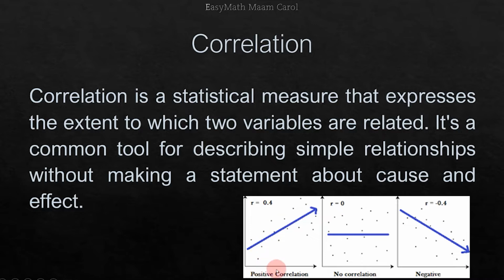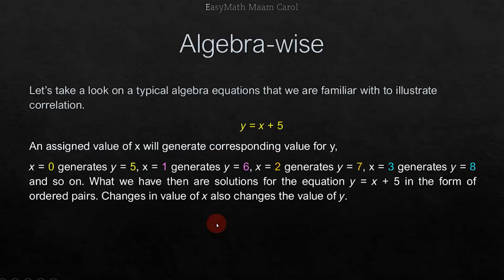So, dito sa picture natin dito, these are visualization of correlation na ginagawa. And we are going to discuss further later on sa mga susunod na slides. So we will have something familiar, yung algebra-wise na discussion. So let's take a look at a typical algebra equation that we are familiar with to illustrate ko ano yung correlation. So most of the time we have this dunong second year high school. So y is equal to x plus 5.